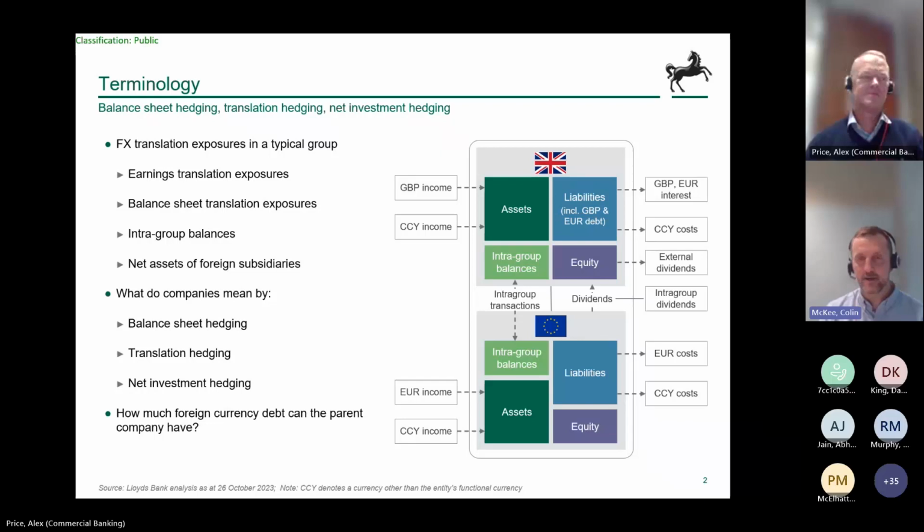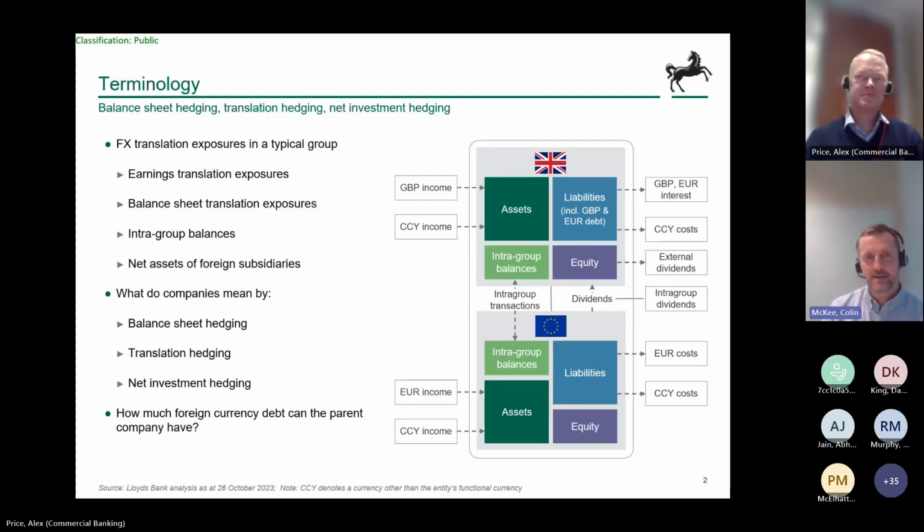Intra-group balances then are to all extents and purposes exactly the same as some of the balance sheet translation exposures, because, assuming these are monetary assets or liabilities, so for example, an intragroup loan from the sterling parent down to the euro sub in euros, that would also translate with gains or losses going through the income statement, albeit the balance sheet side of it will net to nil.